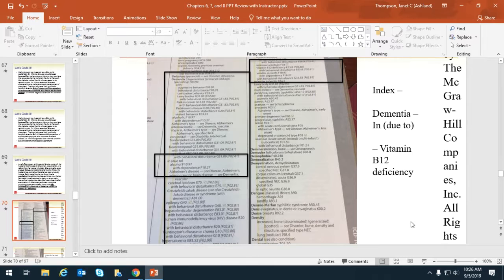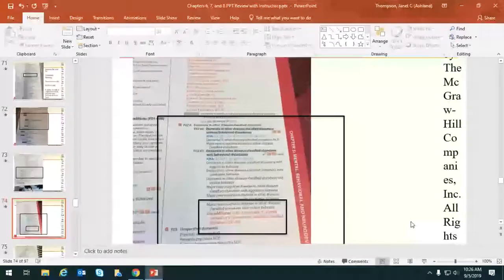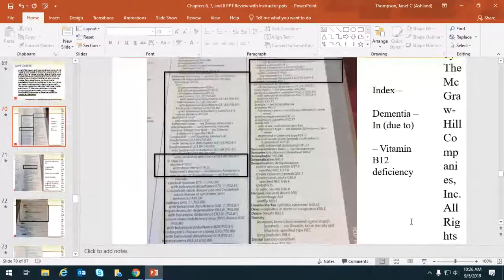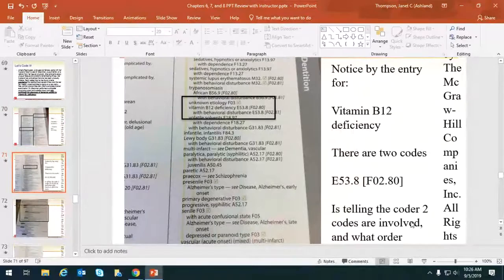I want to take a moment. I want you to stay on the index for just a second when you find this, so I want to point something out. There's two codes for this. Once you find this in your index, notice the entry where it says vitamin B12 deficiency. There are two codes, E53.8, and then in brackets, F02.80. So this is telling the coder two codes are involved and what order they would be. The E53.8, since it's listed first, is the first one. So we need to make note of that. We have two codes. That makes it a little easier for us.